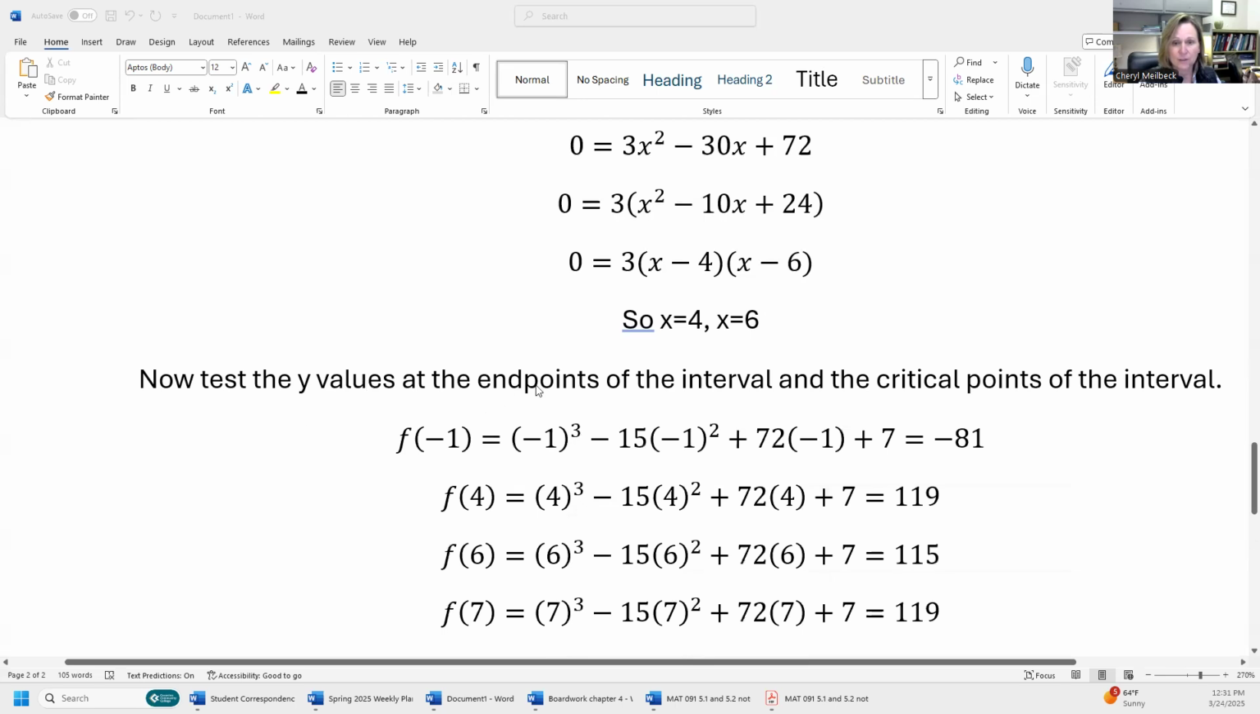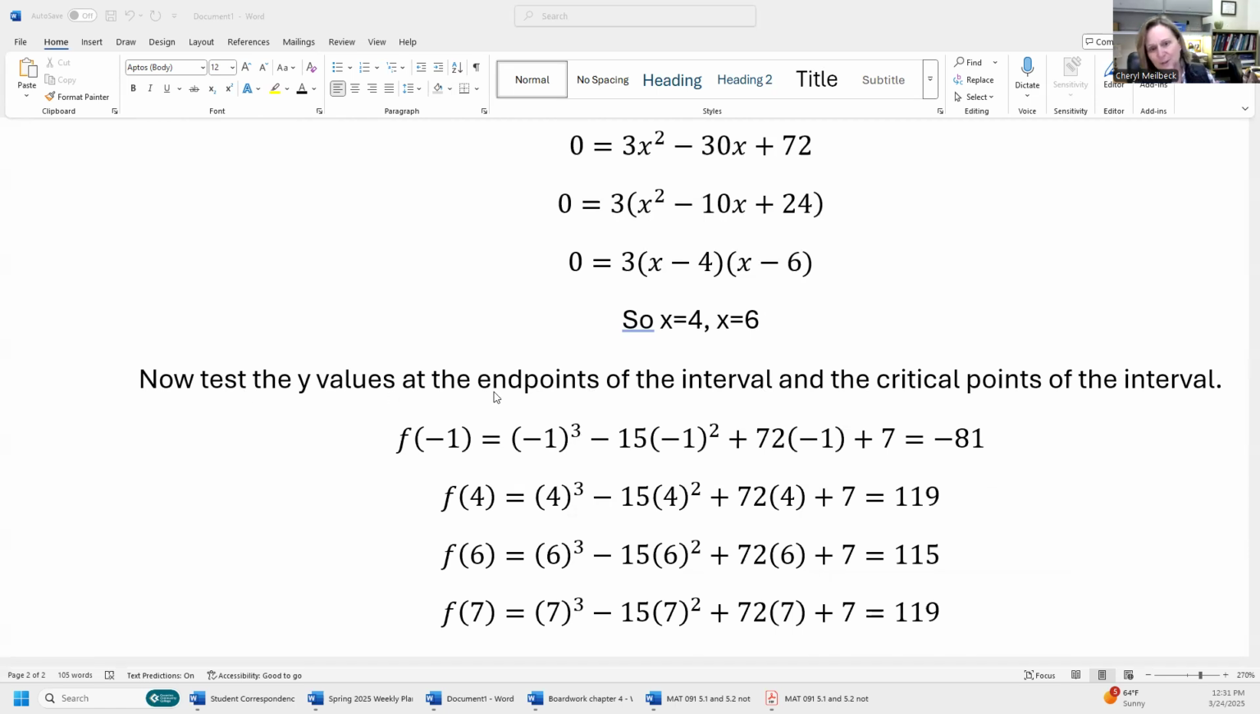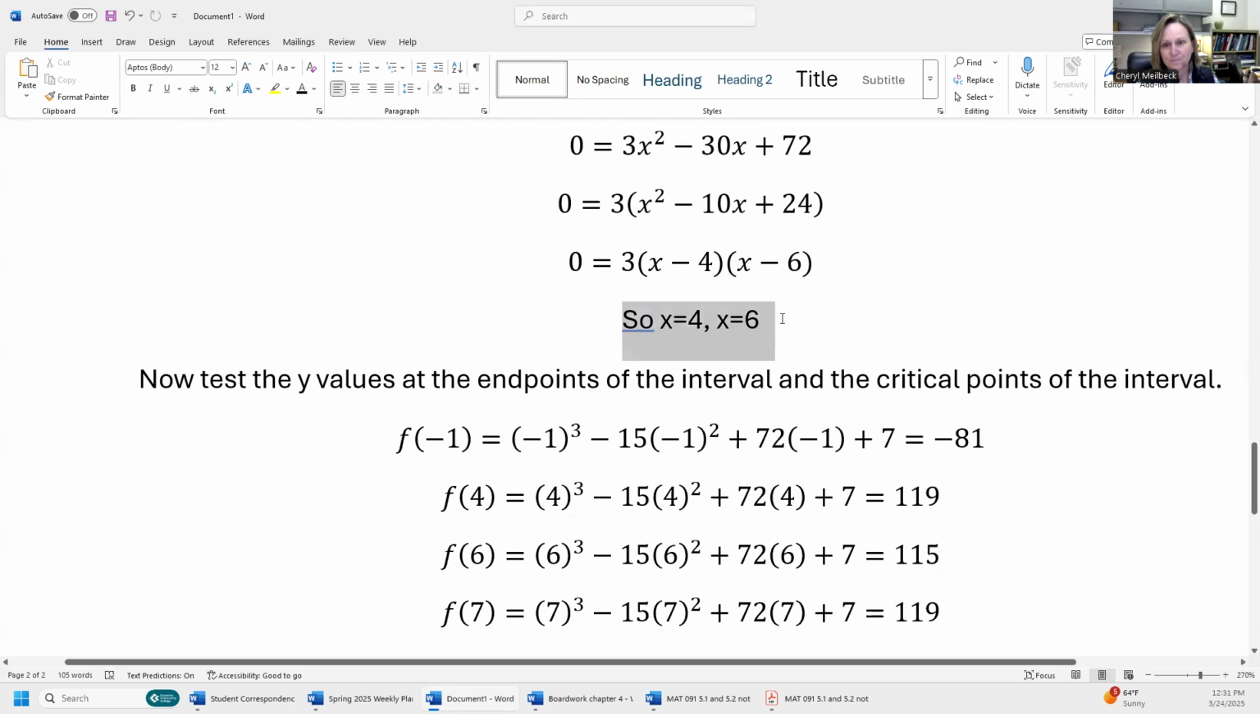Now we test the y values at the endpoints of the interval and the critical points on the interval. Our two critical points here are x equals 4 and x equals 6. So we plug those into our original function along with the endpoints, which were -1 and 7. If you plug them into the original function to get the y values, at -1, the furthest left, you're at -81. When x is 4, you're at 119. When x is 6, you're at 115. And when x is 7, you're at 119.